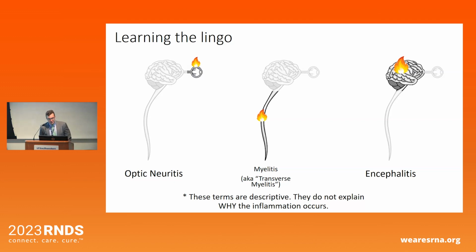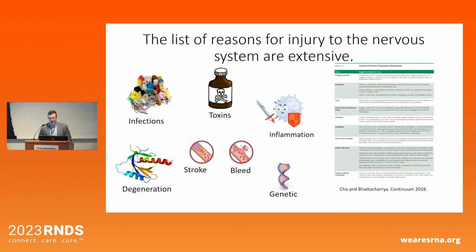Really, these are descriptive terms, but they are often used as diagnostic terms. And I'm going to try to relay to you the difference between a descriptive term and a diagnostic term. And we shouldn't stop by just saying someone has transverse myelitis. The primary reason for that is there are a lot of reasons why someone's nervous system can be injured.